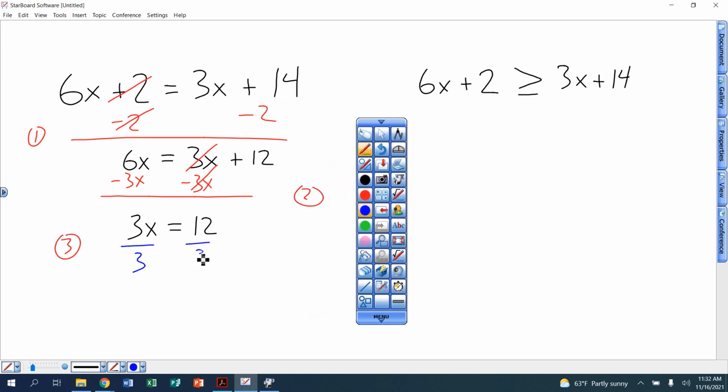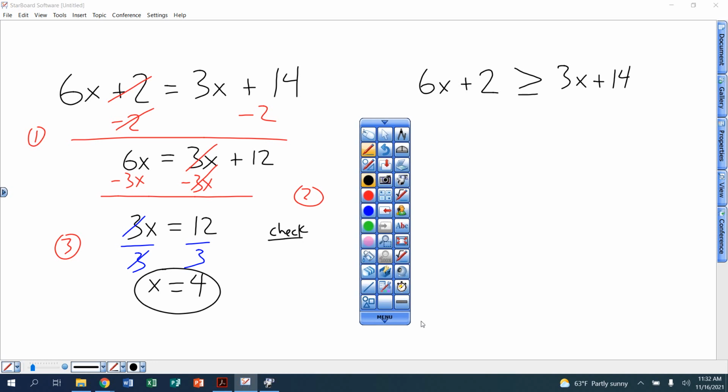And you could see the first step was adding or subtracting the 2. The second step was adding or subtracting that 3x term. Only this third step is something different, division. And again, if you wanted to check it, the first word is fish.